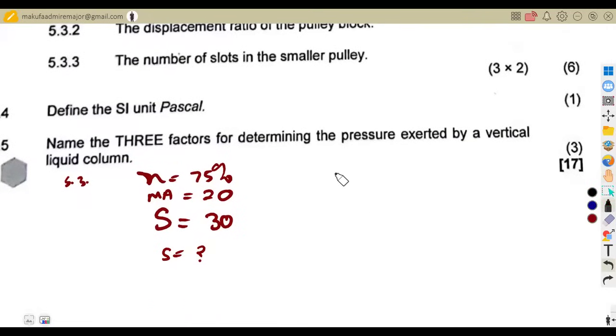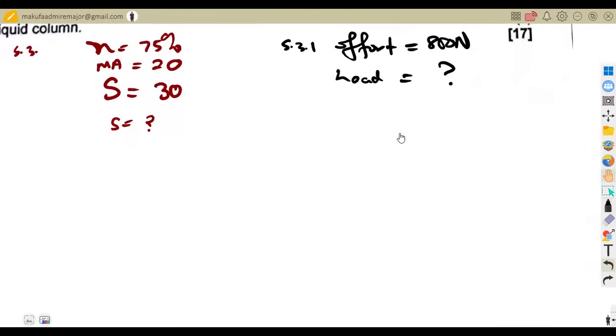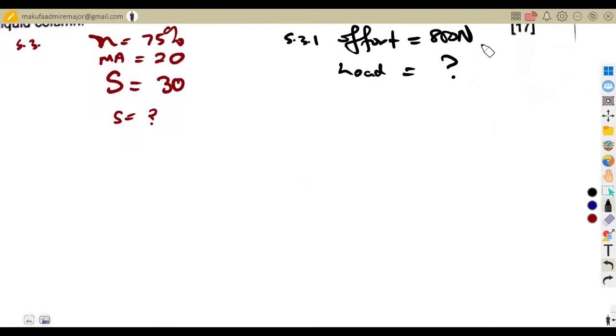So 5.31, we are given the effort there of what? The effort of 800 Newton. So the effort is 800 Newton. And the question is, we are supposed to calculate the load from this. All right, how can we calculate the load? What can consist of the effort and the load at the same time? Is there anything from what we are given here that includes the load and the effort? It is there. What is it?